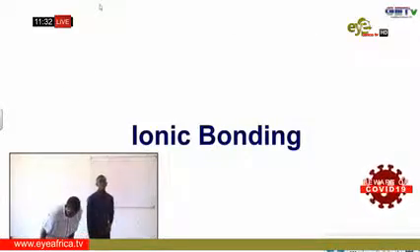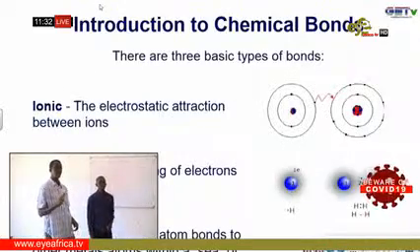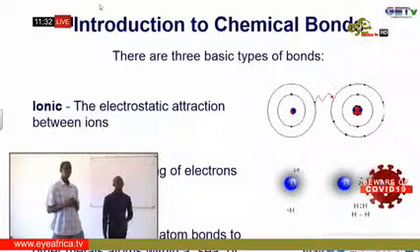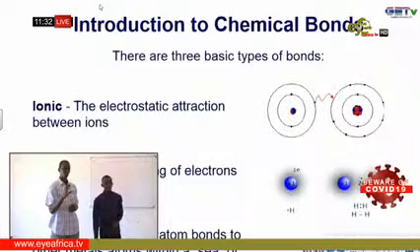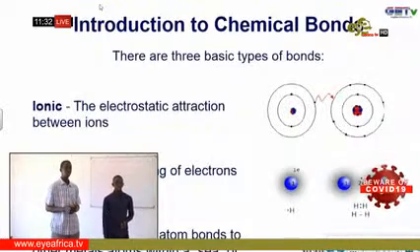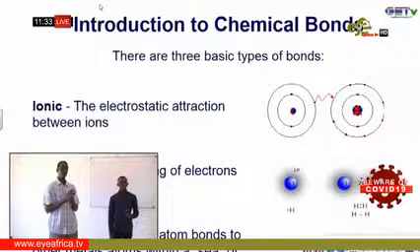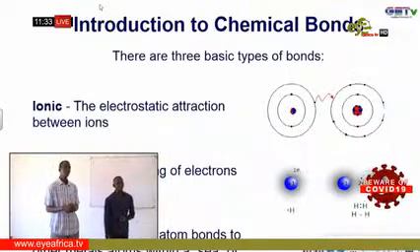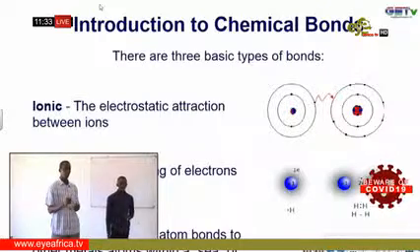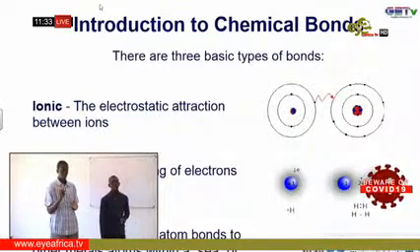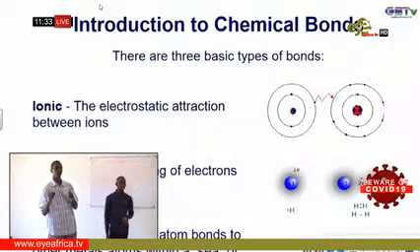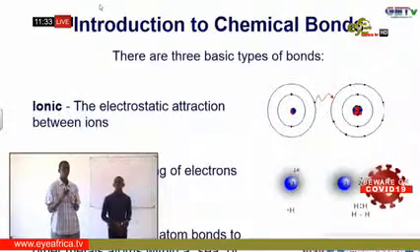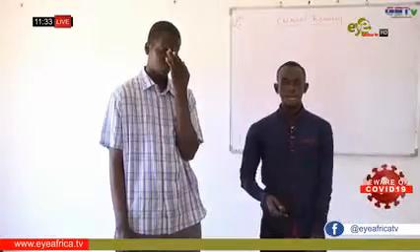We have ionic bonding. Now here we also have an introduction to the chemical bonds. That is, we have 3 basic types of bonds, but all these basic types of bonds are types of interatomic bonds. That is, 1, we have ionic, which is electrostatic attraction between the ions. And then covalent is the sharing of electrons between atoms. And also metallic is where each metal atom bonds with the other metals within a sea of electrons.